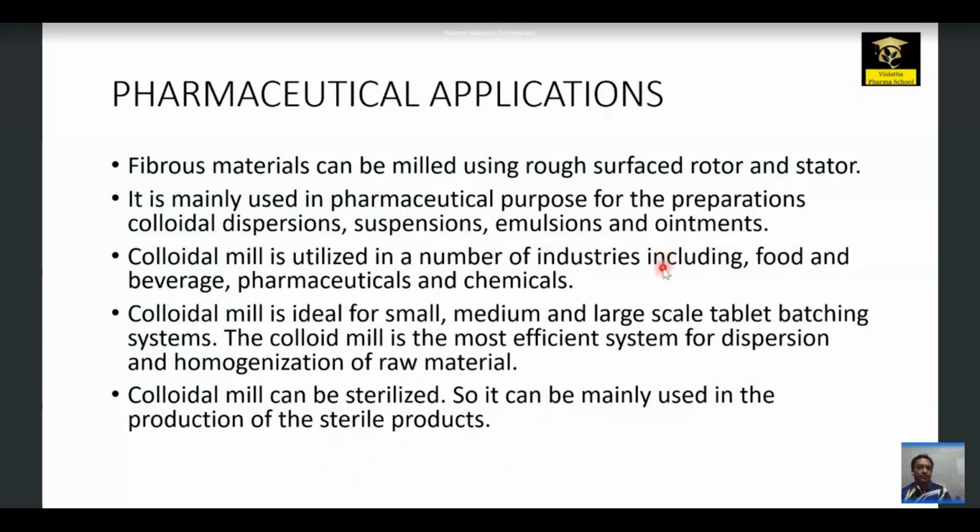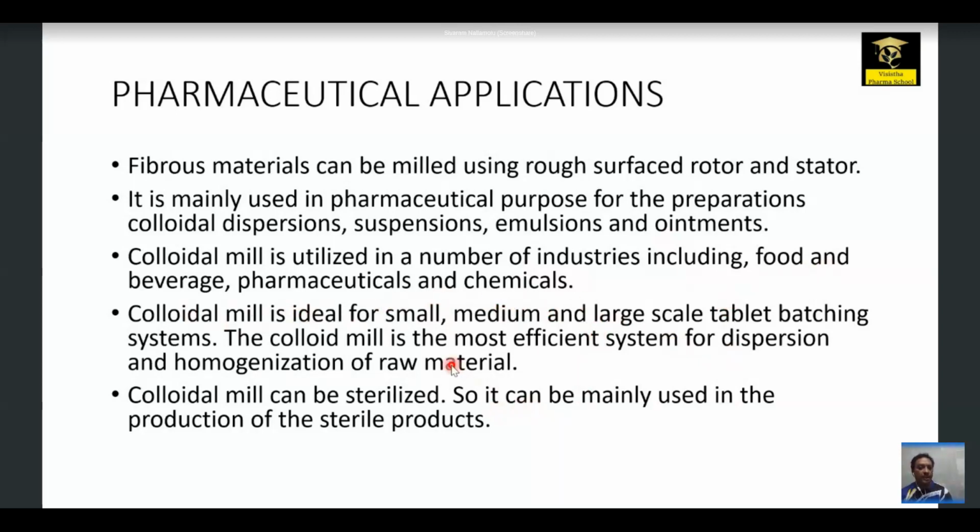Okay, so those ointments which can be free flowing can also be used, but those which do not have free flowability cannot be used. Okay, so those preparations which have free flowing nature can be subjected to the colloid mill. Okay, the colloid mill is used in a number of industries, including food industry, beverage, pharmaceuticals, and chemicals.